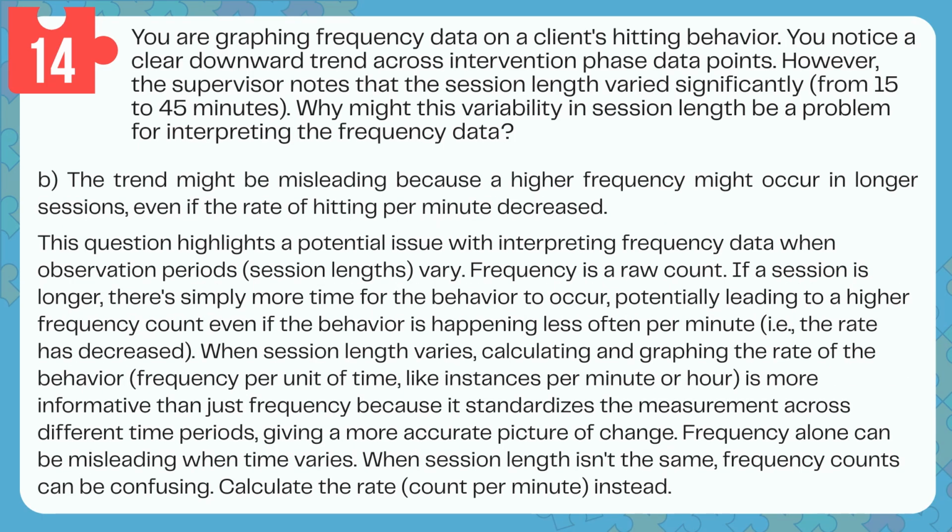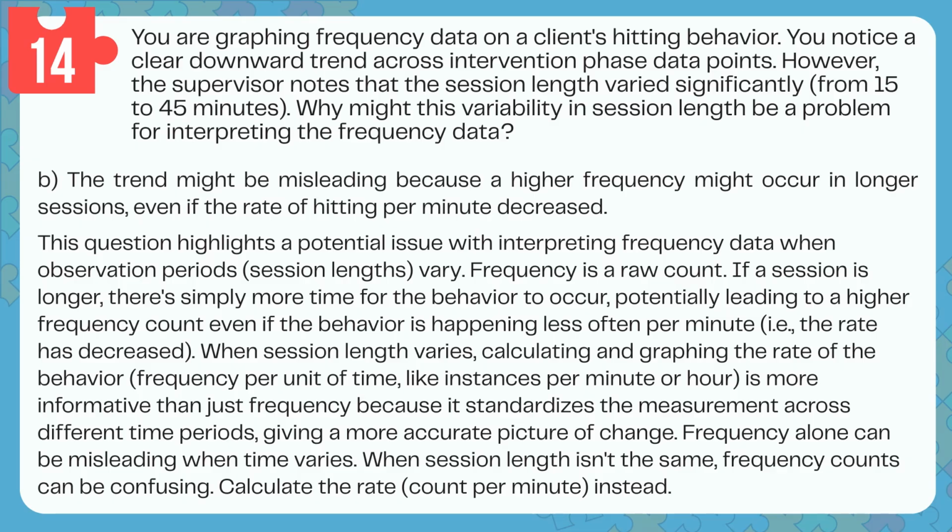Answer. B. The trend might be misleading because a higher frequency might occur in longer sessions, even if the rate of hitting per minute decreased. Explanation. This question highlights a potential issue with interpreting frequency data when observation periods, session lengths, vary. Frequency is a raw count. If a session is longer, there's simply more time for the behavior to occur, potentially leading to a higher frequency count, even if the behavior is happening less often per minute. For example, the rate has decreased.